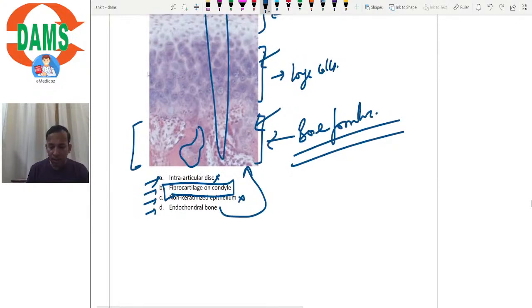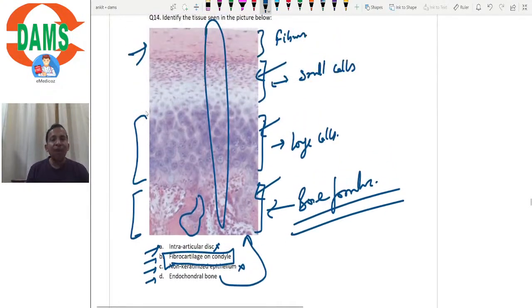So you can see in the third zone, the chondroblasts have undergone hypertrophy and now they are chondrocytes. So this is the only tissue where the cyte cell is larger than the blast cell. Otherwise, you would notice that osteocytes are smaller than osteoblasts, isn't it? Cementocytes are smaller than cementoblasts. But chondrocytes are larger than chondroblasts. The chondrocytes here are larger than chondroblasts.